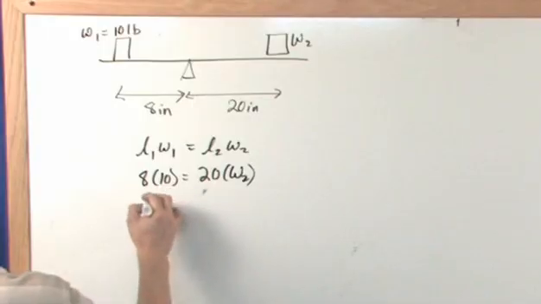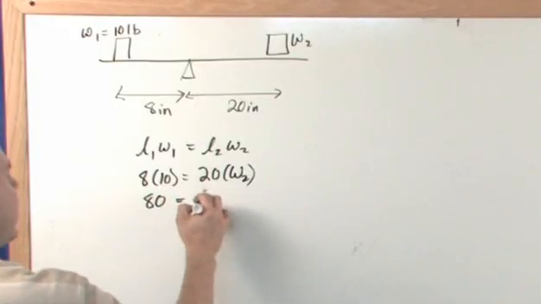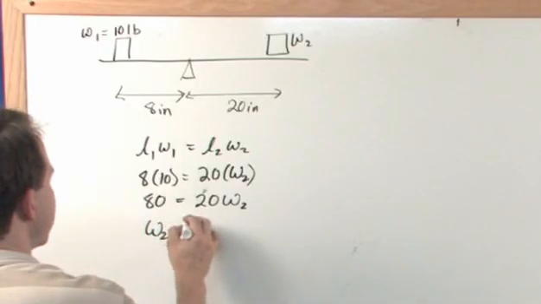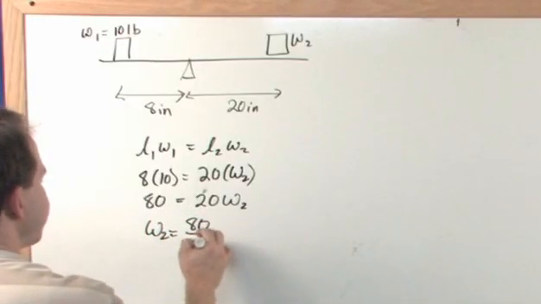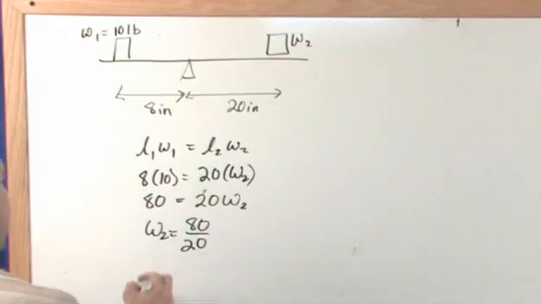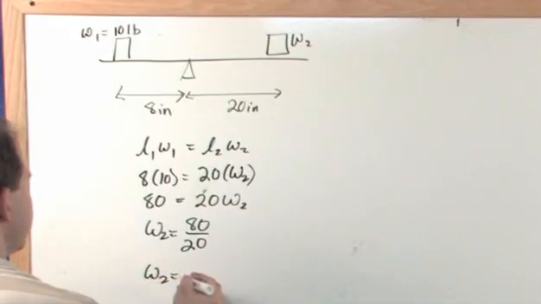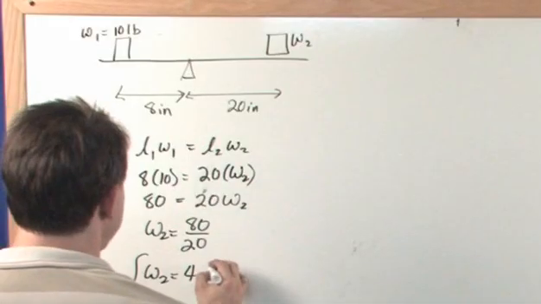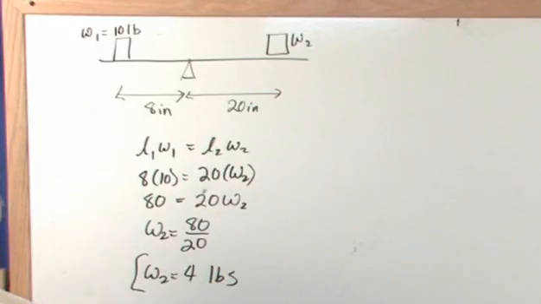8 times 10 gives us 80, which is equal to 20 W2, and in order to solve for W2, we just divide both sides by 20. And so W2 is simply going to equal 4, and that's 4 inches. I'm sorry, 4 pounds. Okay, 4 pounds.